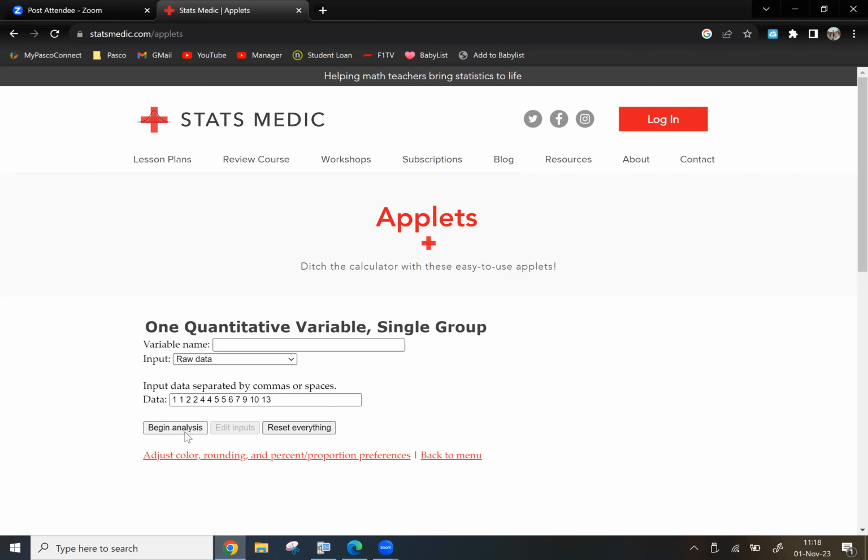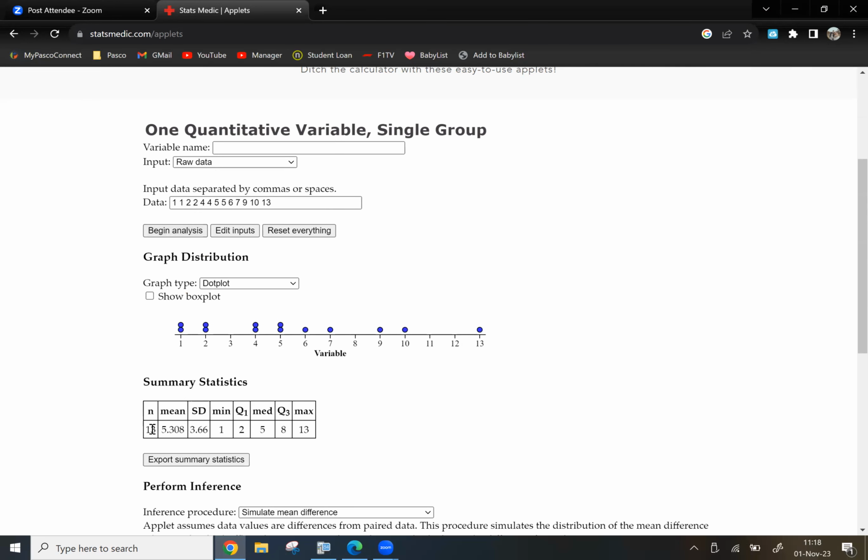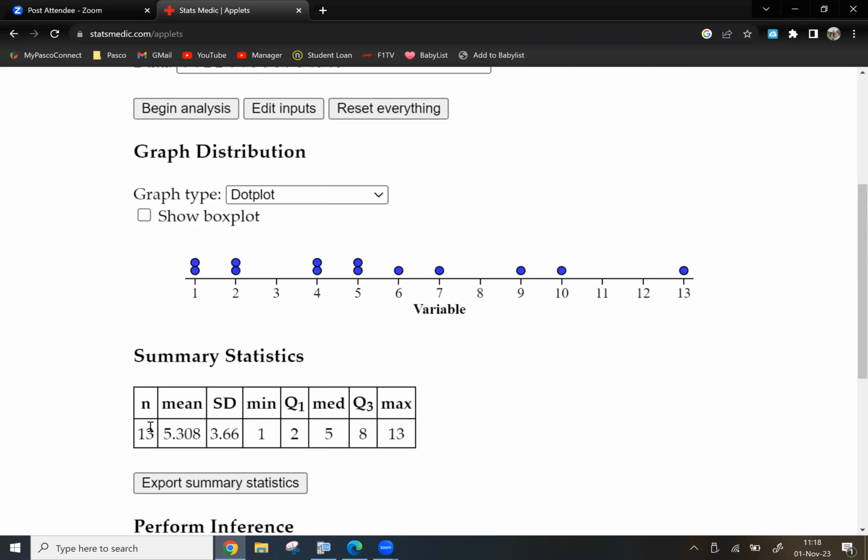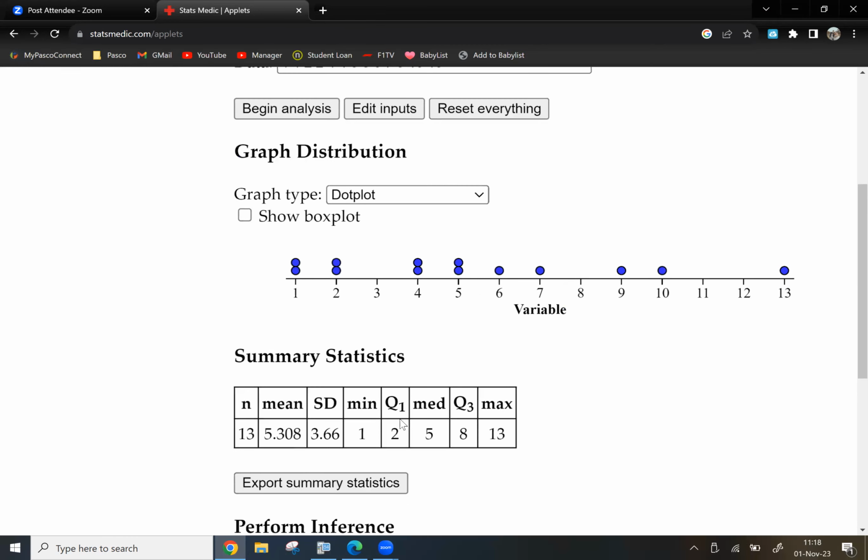All right. Now remember, I counted 13 numbers, so I want to make sure n is equal to 13. I'll zoom in on this a little bit. N is 13, which is good. I can check my values as well. My min was 1, quartile 1 was 2, median was 5, quartile 3 was 8, max was 13. So I got those numbers right. Here's my mean, 5.308.